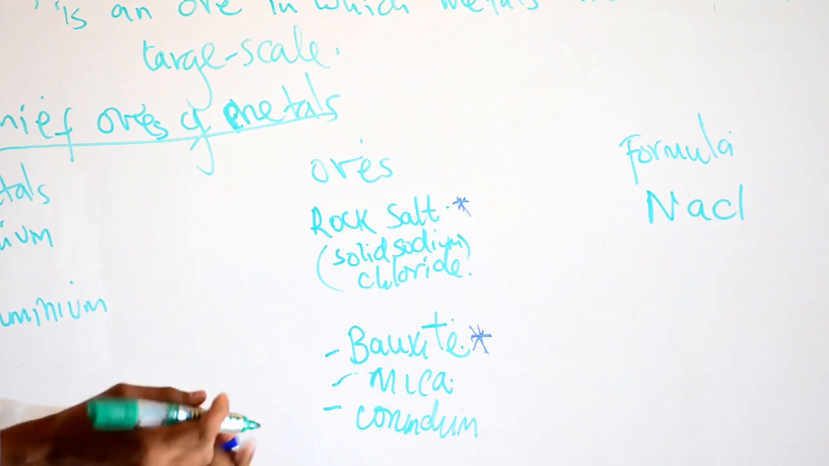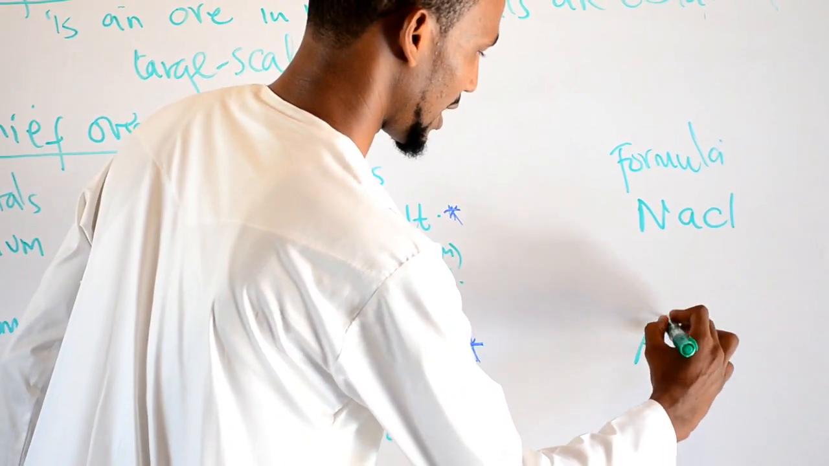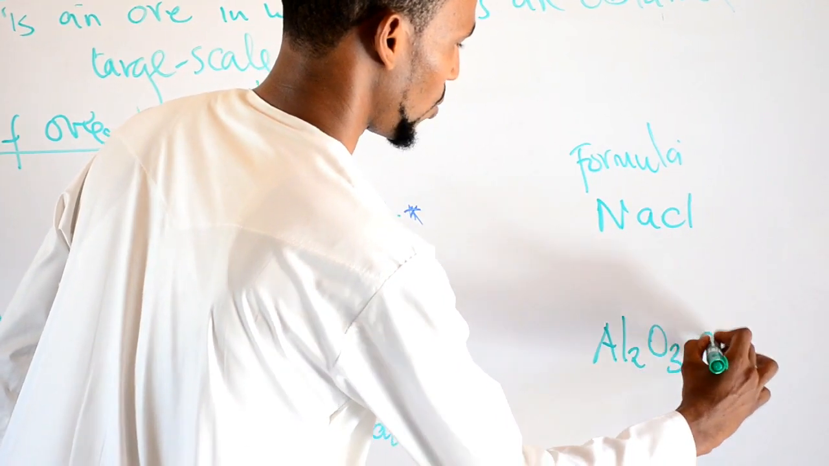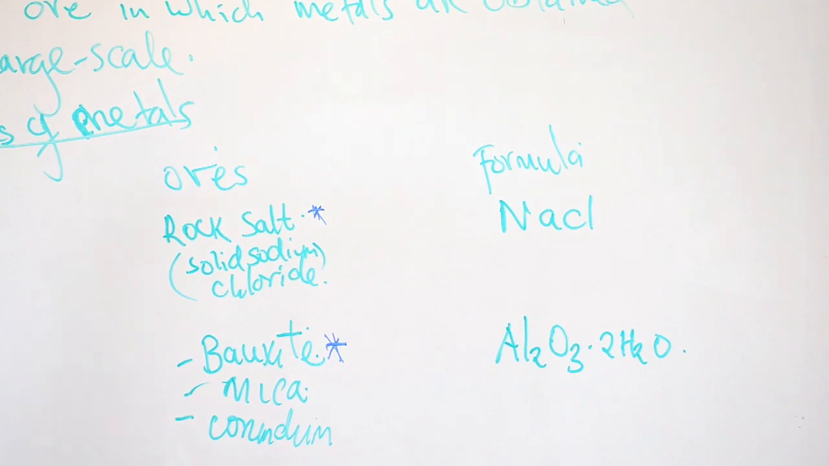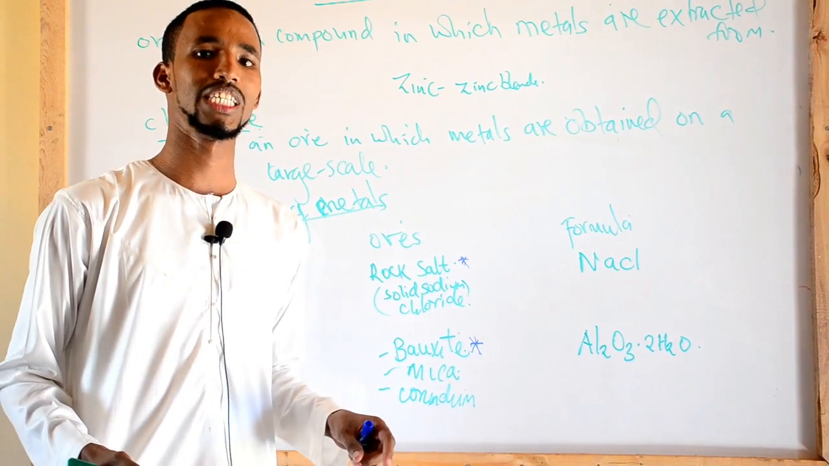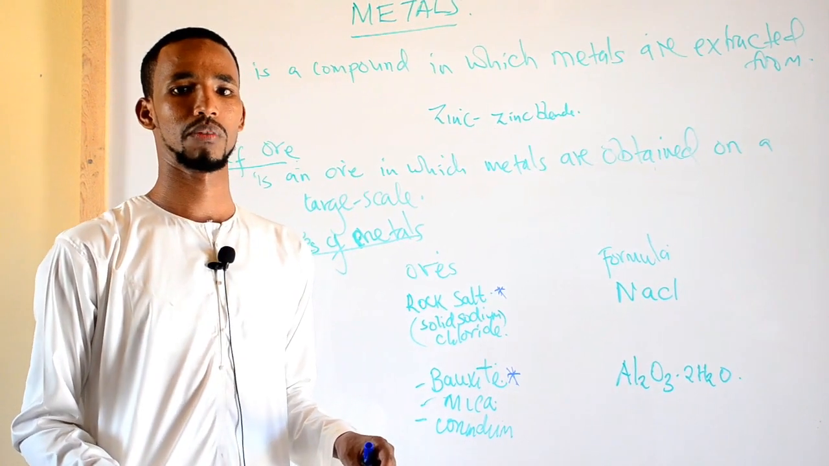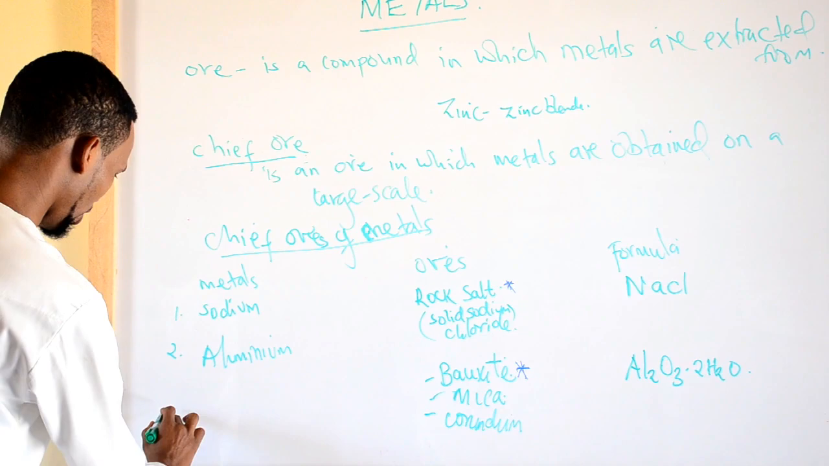So what do you mean by bauxite? The formula is basically hydrated aluminium oxide. So if you are not given bauxite, you are just talking about aluminium oxide, which is hydrated. We move to the next one.